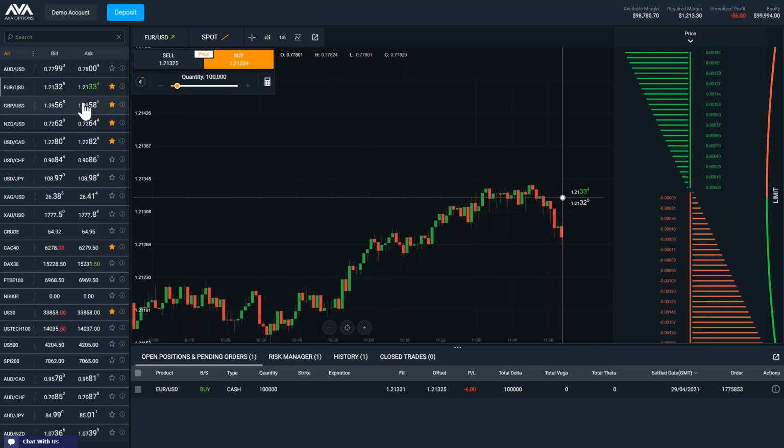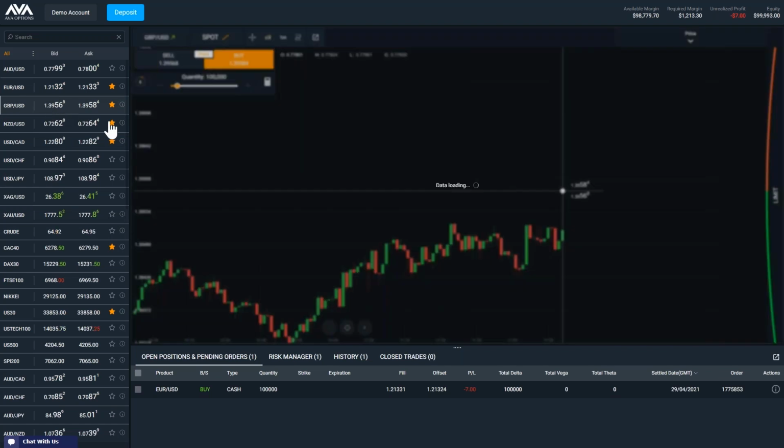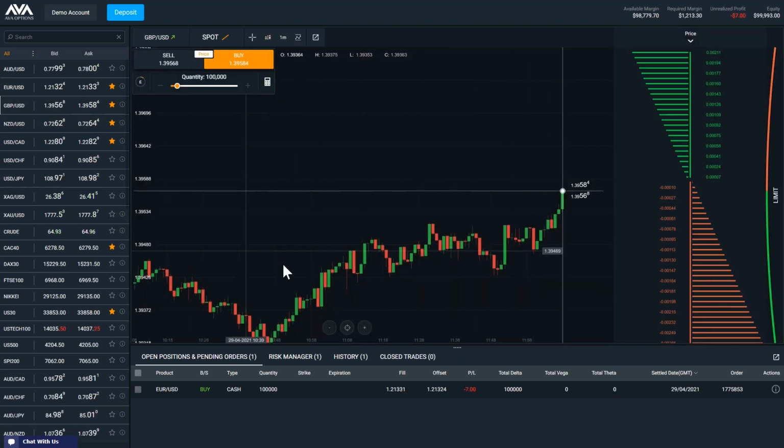When you click on the bid or ask of any asset, you're going to get a chart. So let's look at the pound, for example. This is the pound against the dollar. This is a spot trade. Spot trade meaning we're just buying the foreign exchange rate. We're going to buy the pound. The size is set at 100,000.